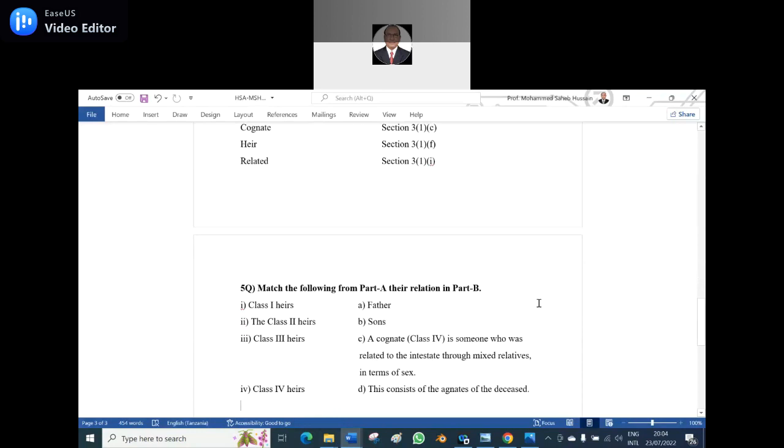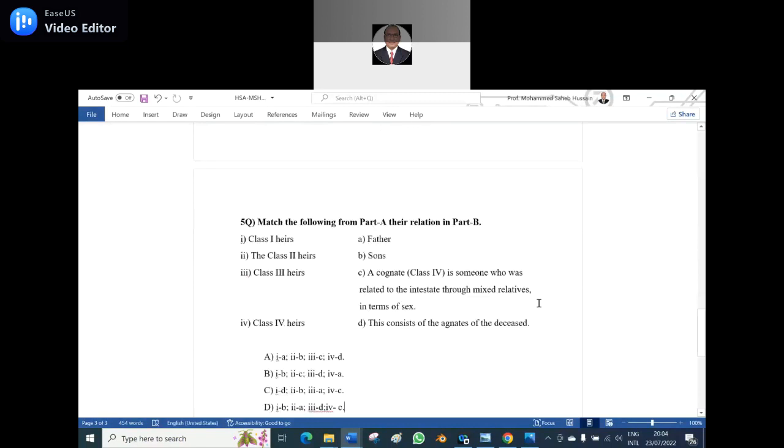Fifth question. Match the following: part A with the relation in part B. Class 1 heirs, class 2 heirs, class 3 heirs, class 4 heirs. In part B: father, son, a cognate. Class 4 is someone who is related to the intestate through mixed relatives in terms of sex, and this consists of the agnates of the deceased. It is very clear, because the first two you know, and the other two are already self-explanatory.